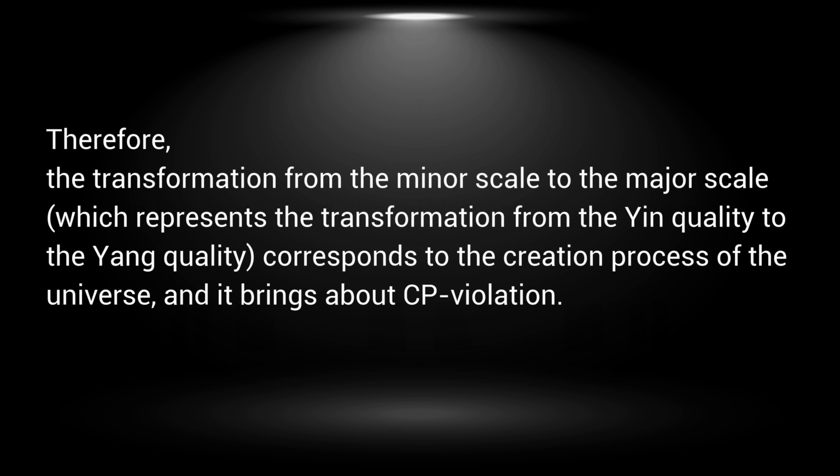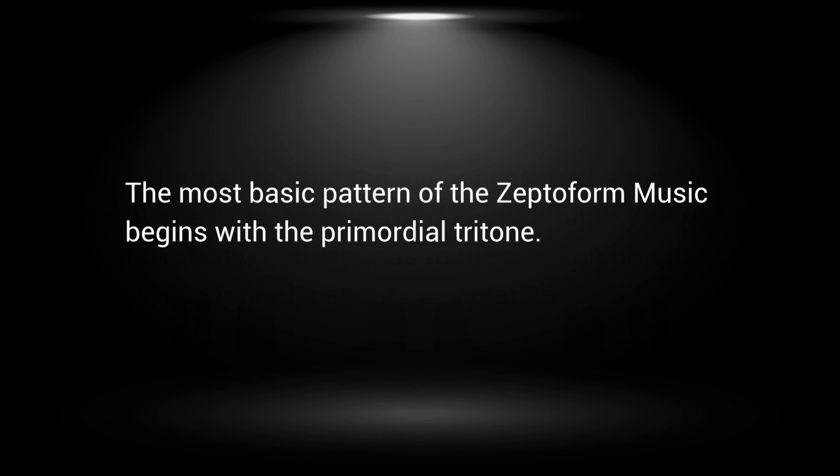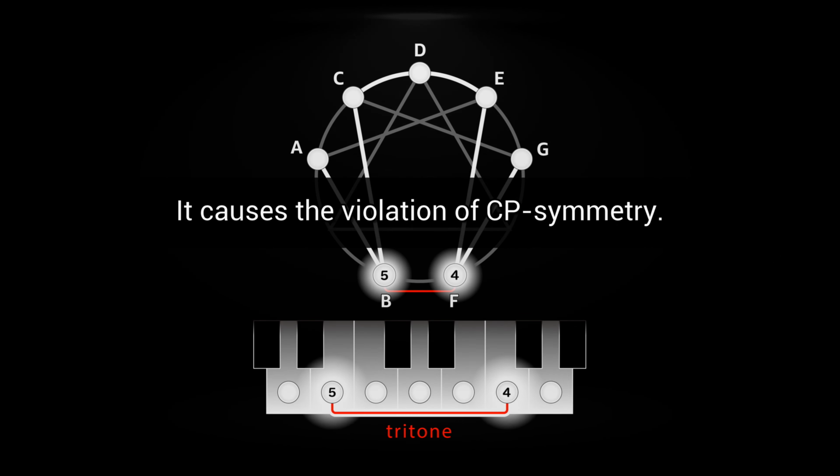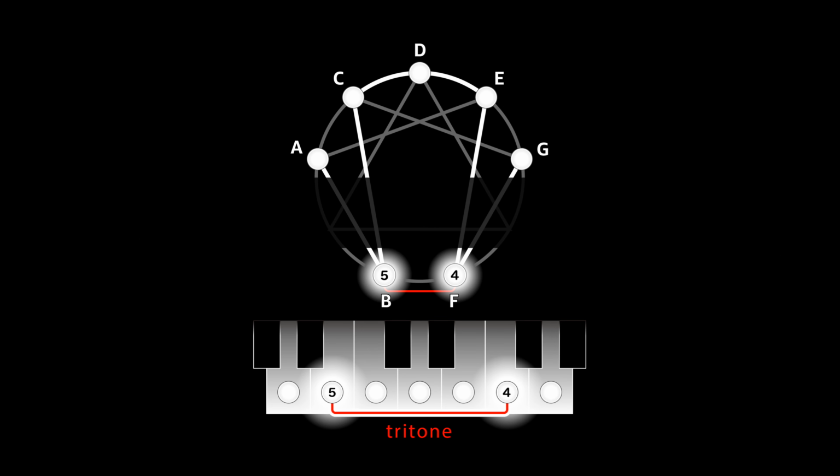Therefore, the transformation from the minor scale to the major scale, which represents the transformation from the yin quality to the yang quality, corresponds to the creation process of the universe, and it brings about CP violation. The most basic pattern of the Zeptoform music begins with the primordial tritone. It causes the violation of CP symmetry. That is recorded in this chapter.